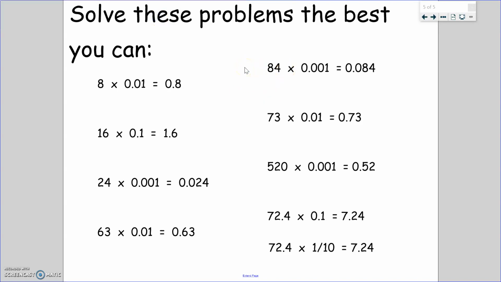Tomorrow, we're going to be doing our best to actually go ahead and try to divide by some of these decimal power of 10 numbers.